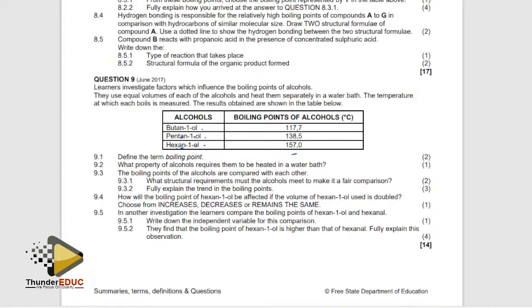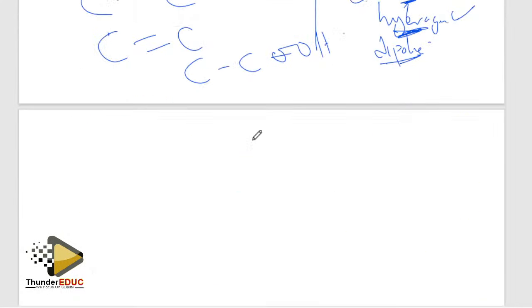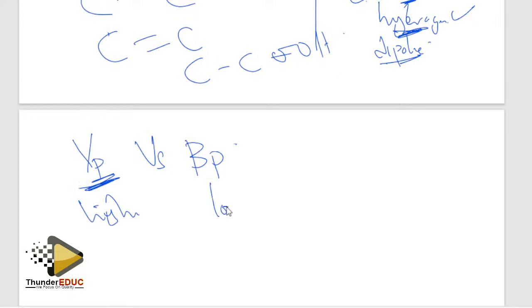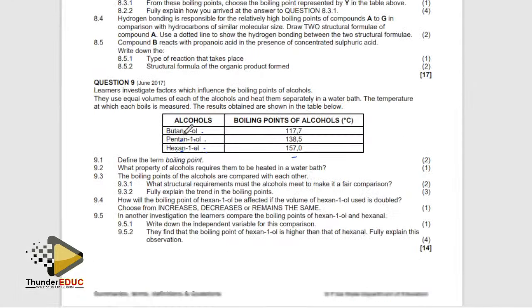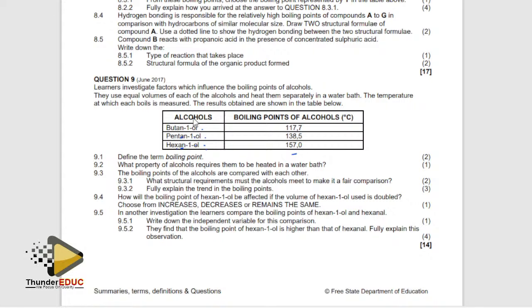How does the vapor pressure versus the boiling point? When we talk about it, the higher the vapor pressure, the lower the boiling point. You understand? You must know that. But now, if I have a compound like this, this compound has a lower boiling point. This one has a higher boiling point. So this one is going to have a lower vapor pressure.